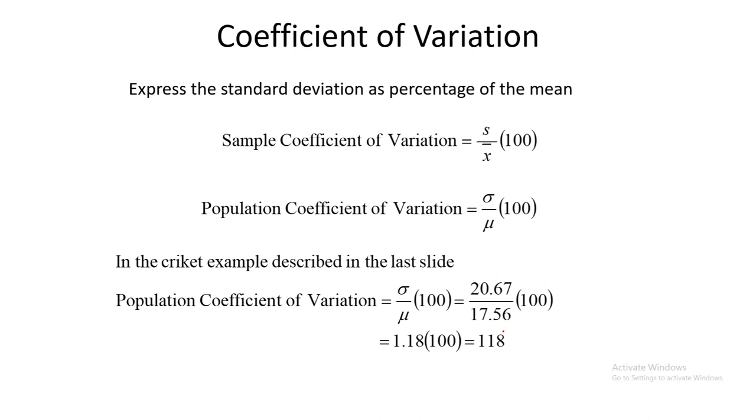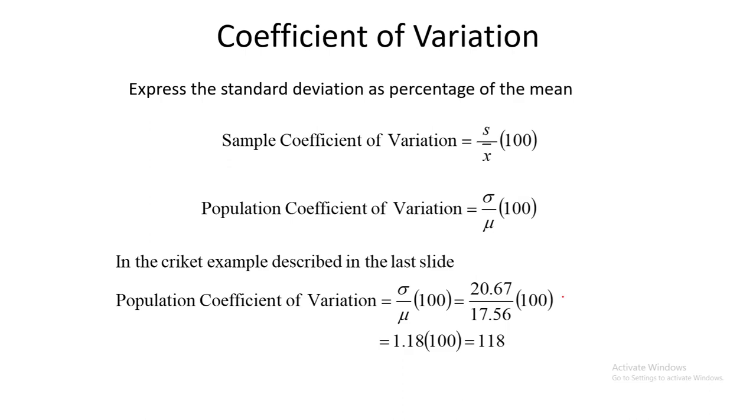If it is above 100, it means this is more spread than the mean, meaning your standard deviation is more than your mean. That's why it is more than 100. So the spread is more. Data is very spread here.